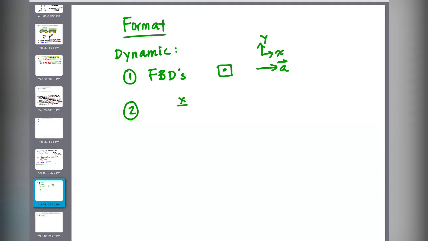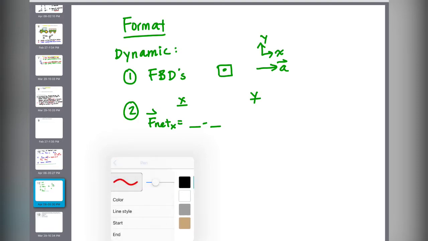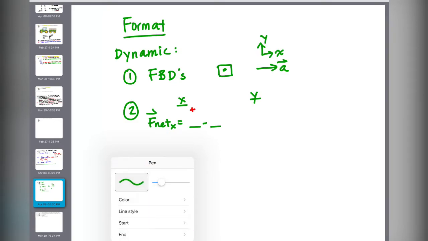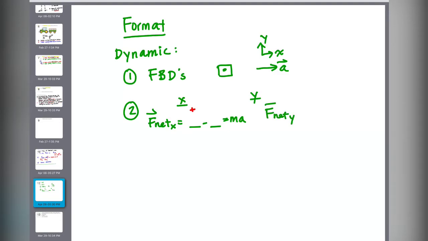Second step is we would analyze the forces using F net along the X. It would be something minus something, usually the positive side of things, which is the direction of your acceleration, and it equals ma. And then we would do the same thing along Y. It is something minus something, or adding whatever, equals ma.